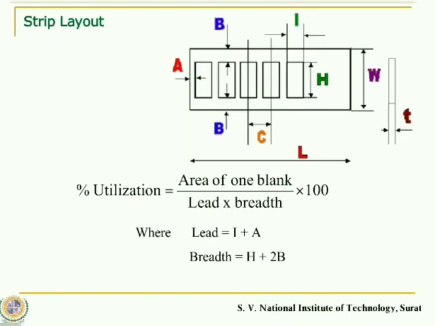The best way of utilizing the strip is by providing a layout wherein the percentage utilization of the material for the blanking or piercing operation is maximum. So a certain equation is used wherein percentage utilization is taken as a ratio of the area of one blank. If you see in the image, that value comes out to be H into I. The denominator is lead into breadth, where lead is taken as I plus A and the breadth is taken as H plus 2B.